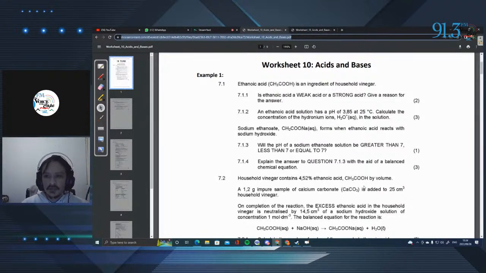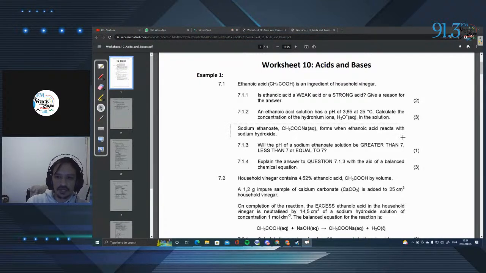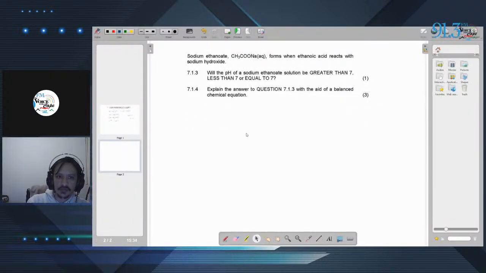7.1.3. So here they tell us that sodium ethanoate forms when ethanoic acid reacts with sodium hydroxide. Will the pH of a sodium ethanoate solution be greater than 7, less than 7, or equal to 7? Well, let's take a look at this concept. So if we grab this over here, I'll just add it to a new page. So this is basically what our reaction is going to look like.